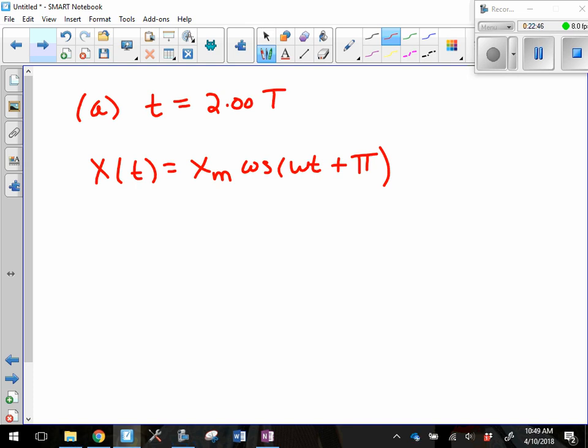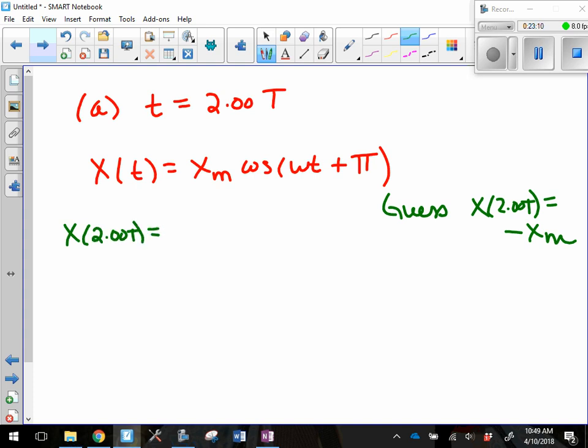And where's it going to be after 2 periods? The same place that it started, because it's moved a whole period. So I've kind of got a guess over here that x of 2T is going to be what? Negative xm. Okay, but I can use my formula. So x of 2 periods is going to give me xm cosine of omega times 2T plus pi.